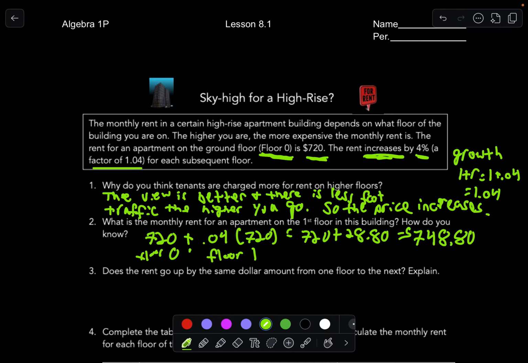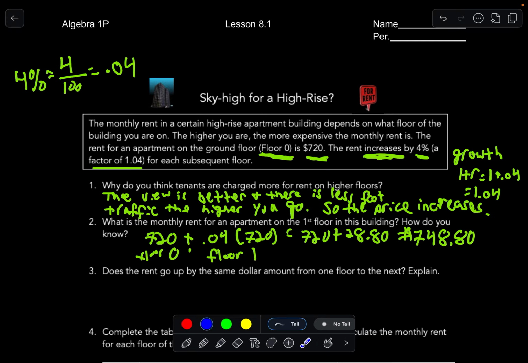And 80 cents. How do you know? Because you just multiply the ground floor price, the 0 floor price, by 4%. Understand that 4%, this is something you gotta know, means 4 per 100, which is 4 over 100, which as a decimal is 0.04. That's why I use 0.04 here.